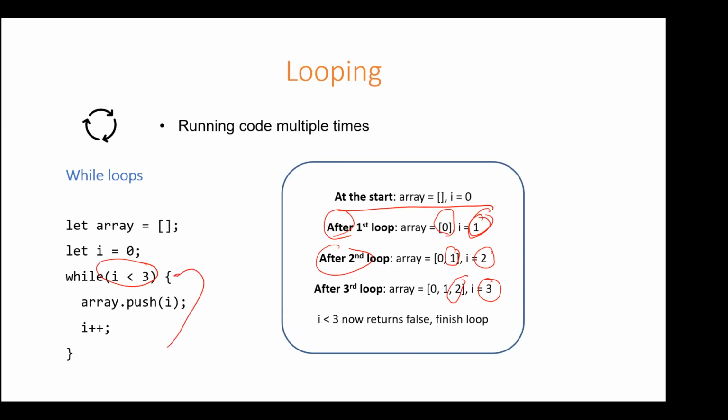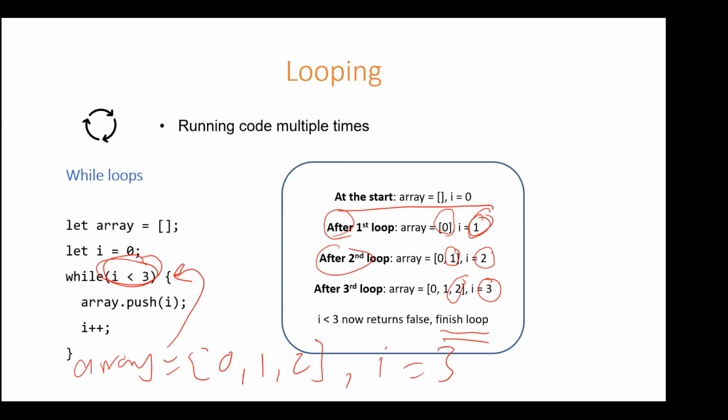Now I go back up. Is i less than 3? Since i is 3, 3 is not less than 3 since they are equal. So this condition now is false. So I finish the loop and I go up. At the end, the array here will have 0, 1, 2, and i will be equal to 3.